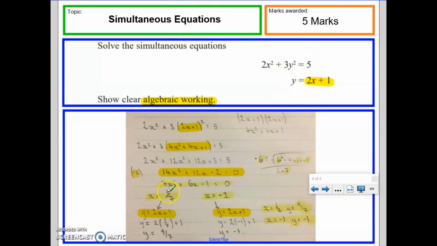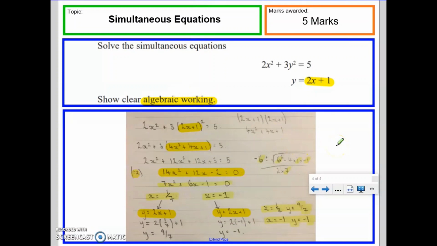And first of all, I substitute x as being 1/7 into that equation to give me a value of y equaling 9/7. And then separately, I substitute -1 into that equation to give me a value of y also being -1. So then I can state the solutions to my simultaneous equation. I have 2 sets of solutions. When x is 1/7, y is 9/7, and when x is -1, y is -1. Full working out needed as the question requires it.